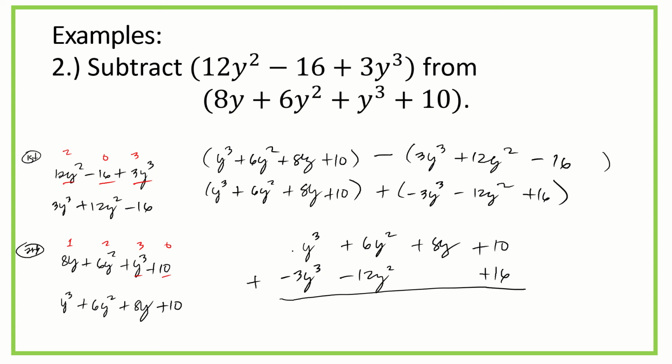There's an imaginary 1 in here. So this is 1 plus negative 3. So negative 2y cubed. Just copy. 6 plus negative 12. So this is negative 6y squared. There's a missing term here, so no like term, so just bring it down. Then 10 plus 16 is 26. So this is our final answer.